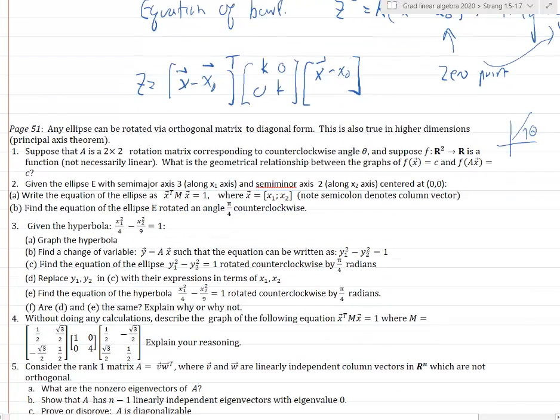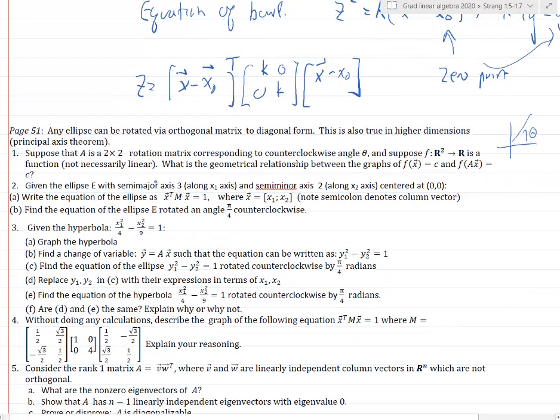All right. Okay. So number 2, given the ellipse E with semi-major axis 3 and semi-minor axis 1 along the x2 axis. So what does this mean? I'm talking about the x1 axis here and the x2 axis here. And I'm saying the semi-major axis is 3, so it's 3 here. Sorry, it's 3 here, and it's 1 here. Okay, and it's centered at 0, 0.